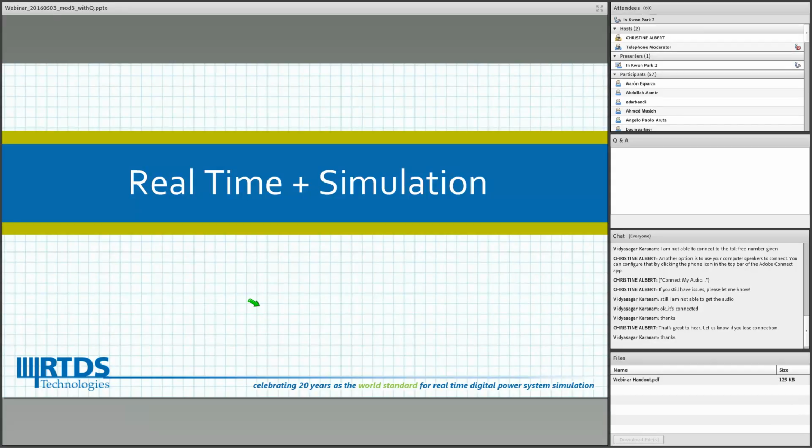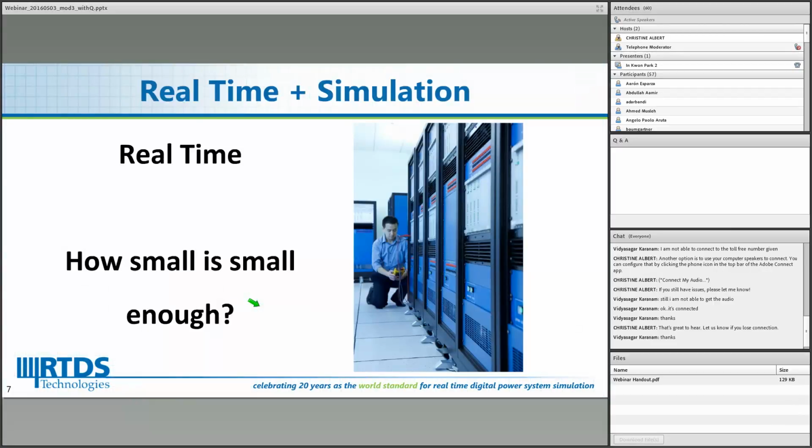So this is the first topic in our presentation. It's regarding what real-time means, and then what the combination of real-time plus simulation is. We'll talk about the concept of real-time first, then the size of a time step. In particular, the size of a time step becomes more important for power electronics simulations. Then we'll talk about what would be the adequate size of that time step in terms of running the power electronics simulation.